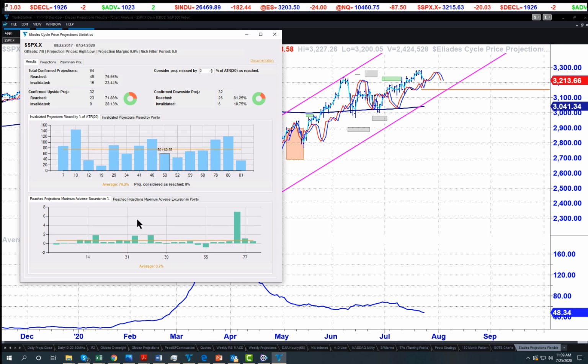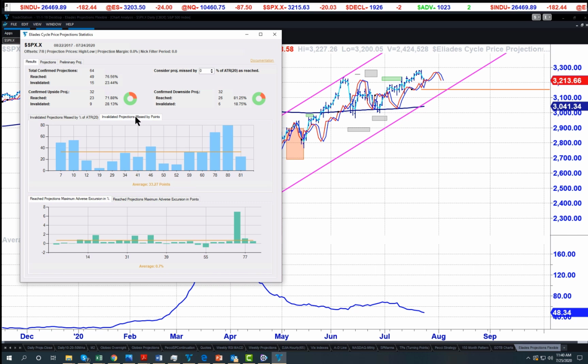Let's go down to the next statistic. Oh, by the way, this shows you the average right here of the projections that were missed. By how much were they missed? And it says 76.2% of the average true range for the period. If you go to points, it'll show you the average number of points the projection was missed by, okay? These are pretty high for this 7 to 8 offset, and so you probably wouldn't be able to take too much advantage by changing this average true range.